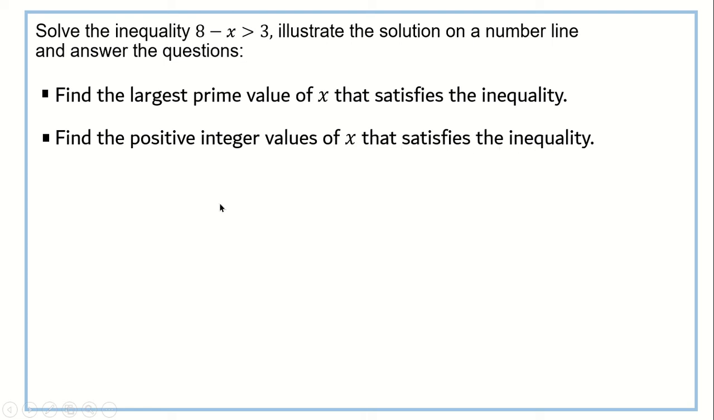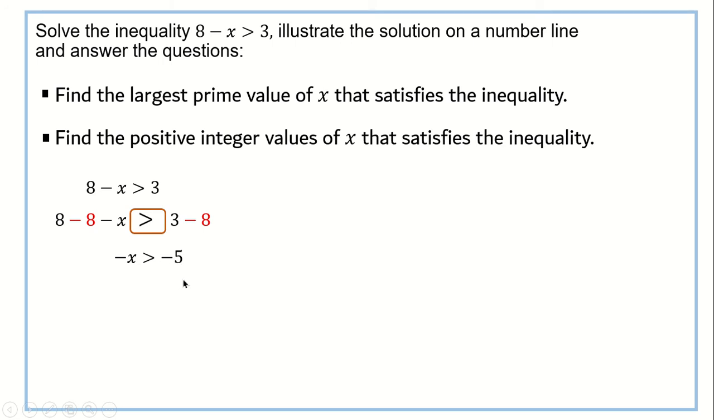Now, let us begin with solving the inequality. 8 minus x is more than 3. Okay? Let us subtract 8 from both sides of the inequality. Does this reverse the sign of inequality or not? We know that it doesn't reverse the sign of the inequality. So then we remain with minus x is more than minus 5.